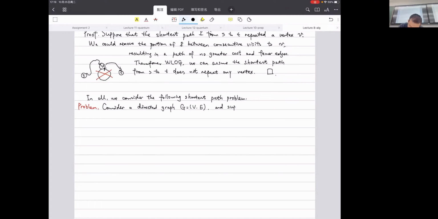And suppose that G has no negative cycles. And the goal here is to find a path from an origin node S to a destination node T with a minimum total weight.